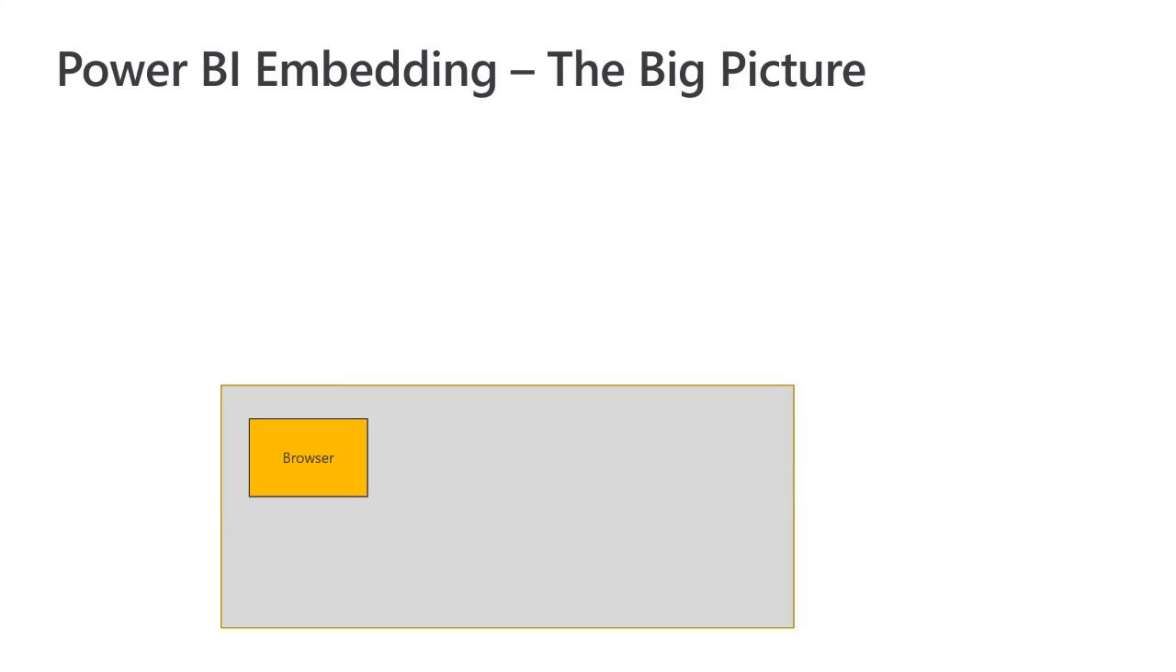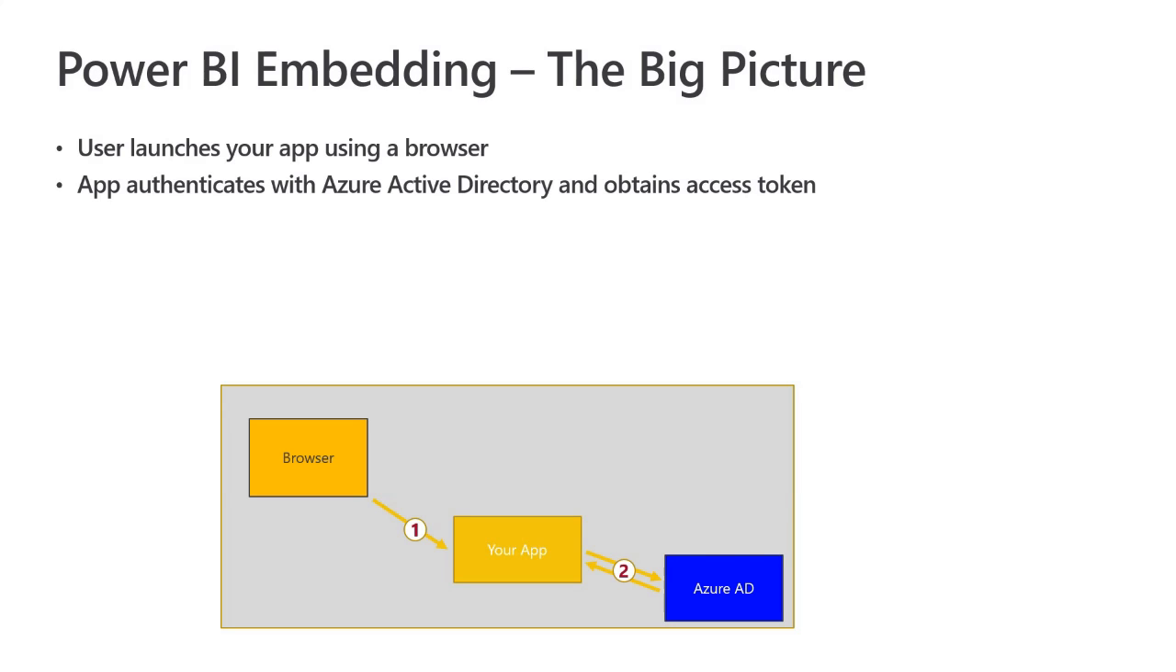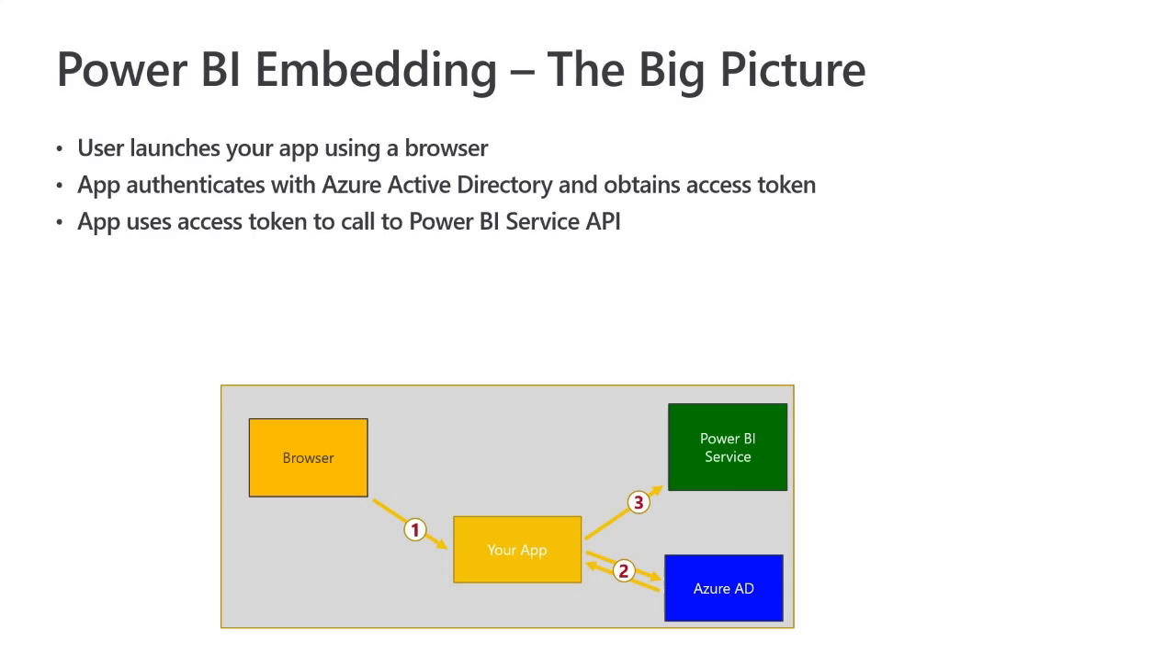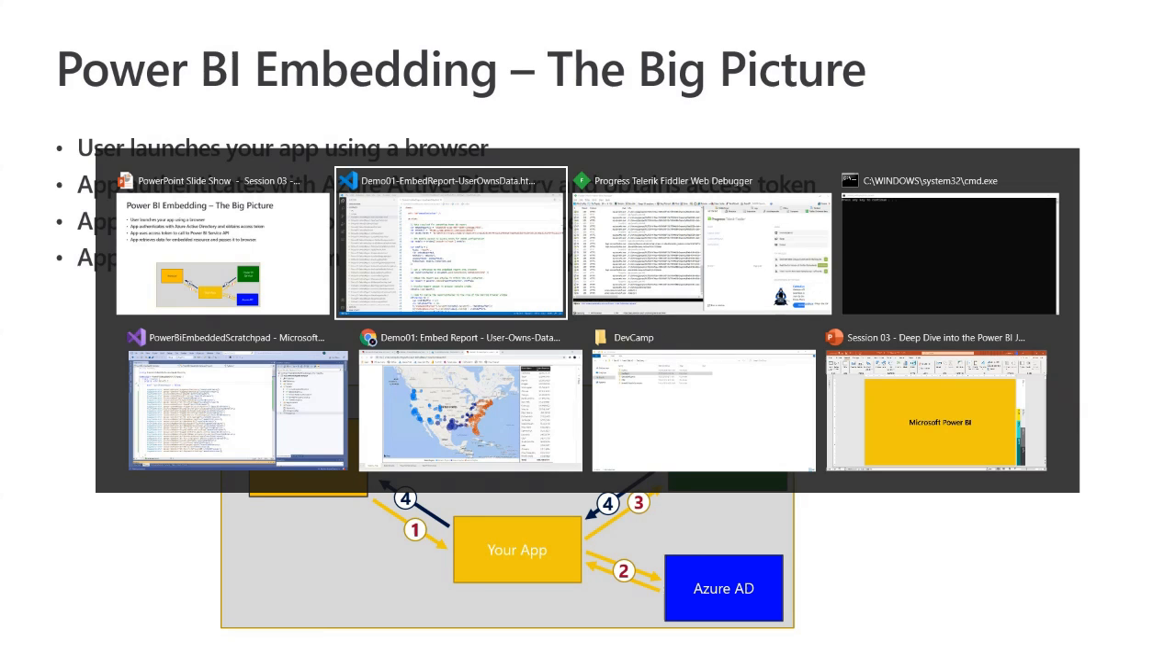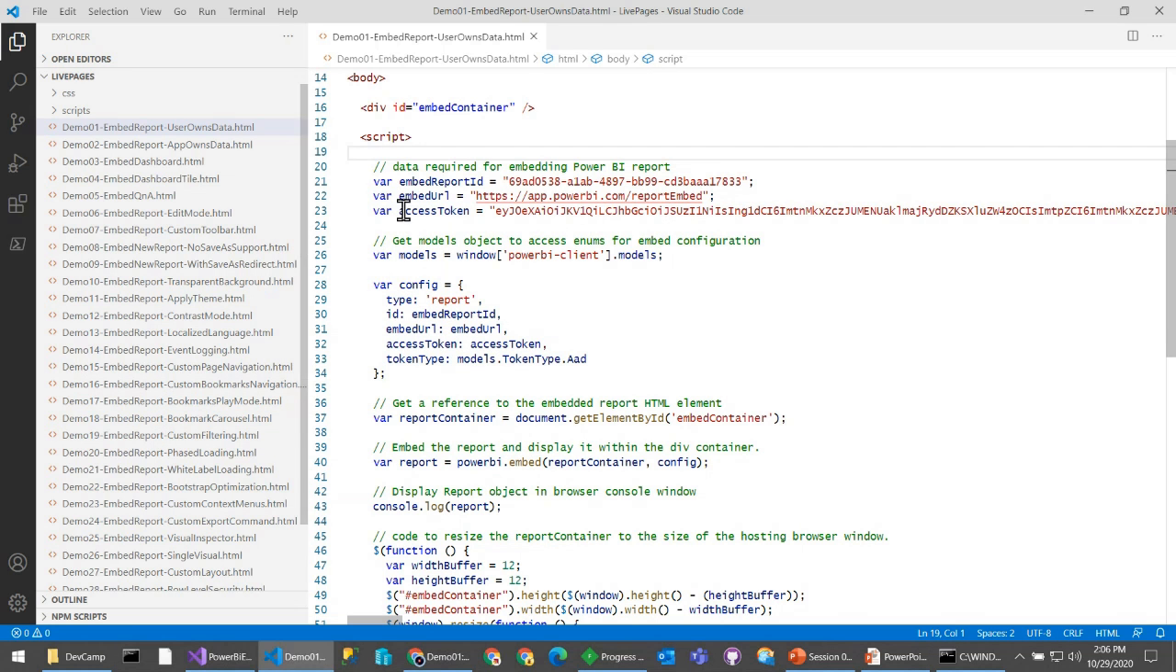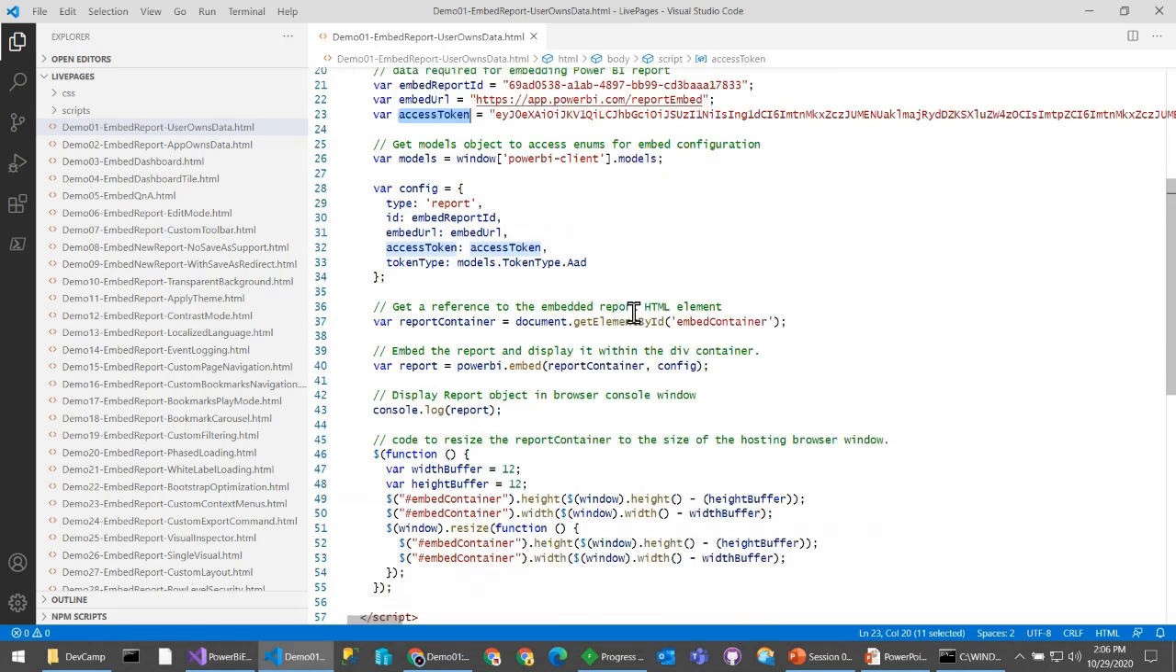So the idea when you're using Power BI embedding is that you create an application and you have to call into Azure AD to get an access token. Could be for the current user, could be for a service principal. Now you call to the Power BI Service API, and now we get data back to the browser. So basically all the samples we're going to look at assume that we already have things like the access token and it's back at the browser.